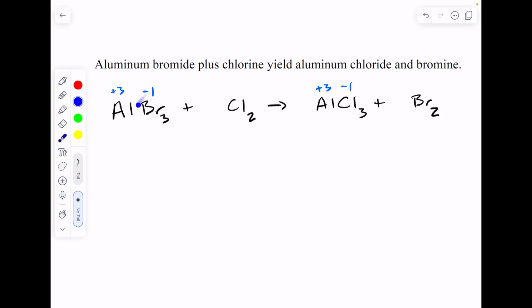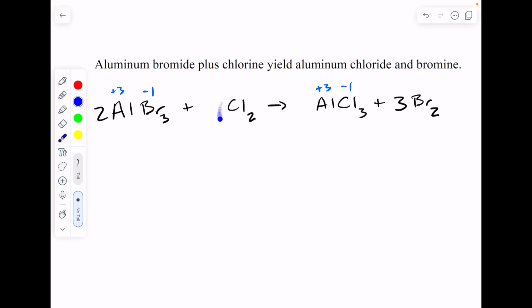There are 3 bromines in the reactants and 2 bromines in the products. We want to make them the same, so we can think of the lowest common multiple, which in this case is 6. To get 6 bromines in the reactants, we'll need 2 aluminum bromides. And to get 6 bromines in the products, we'll need 3 bromines.